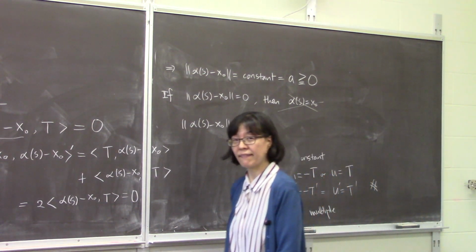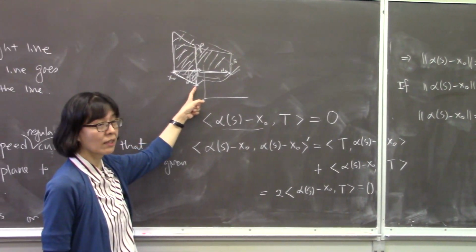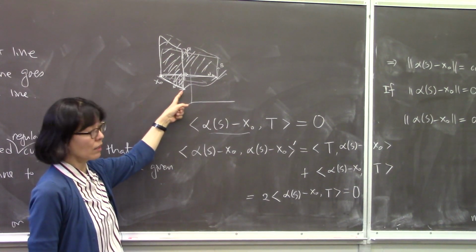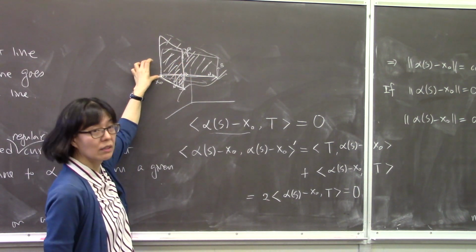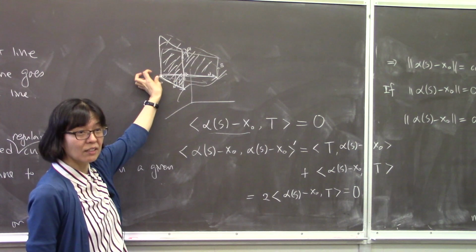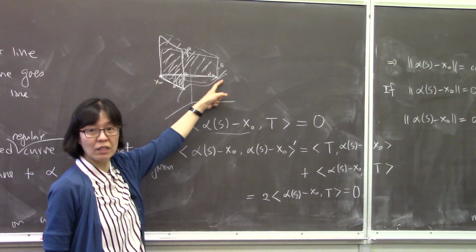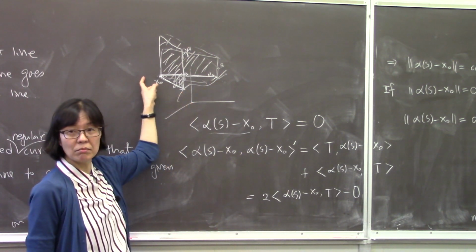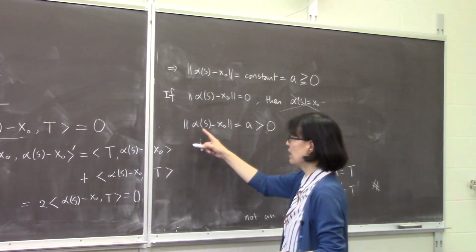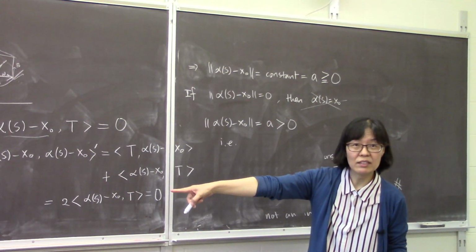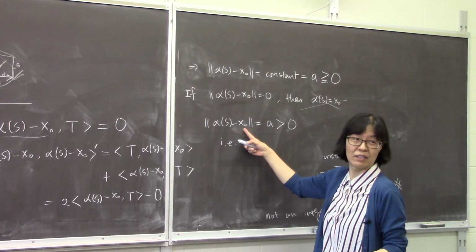Okay, that means what? That means the length of this vector is constant, right? So what can you say about the curve then? Every point on the curve has the same distance from x0, right? So what do you know then? That means alpha lies on a sphere centered at x0. How about if it lies on a cone?